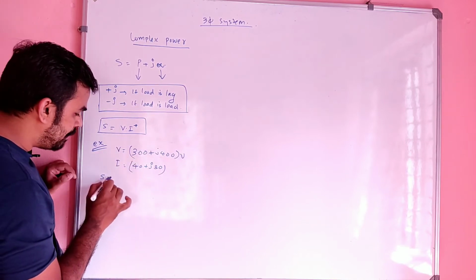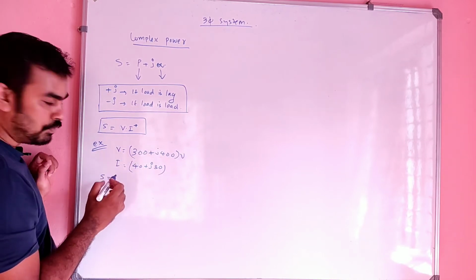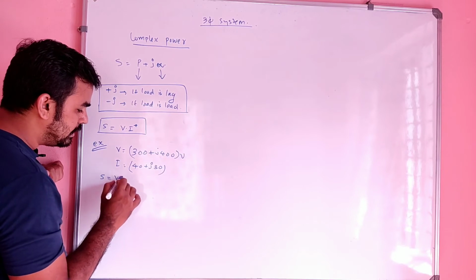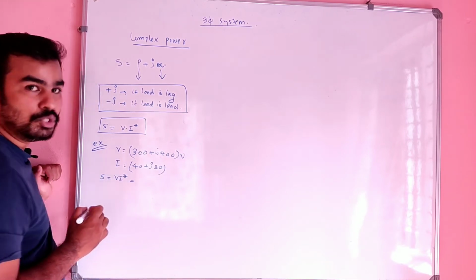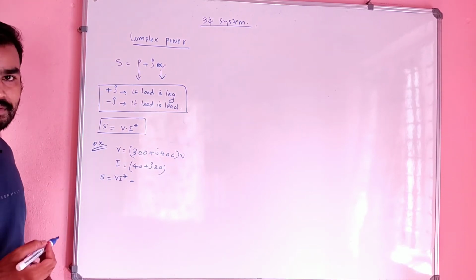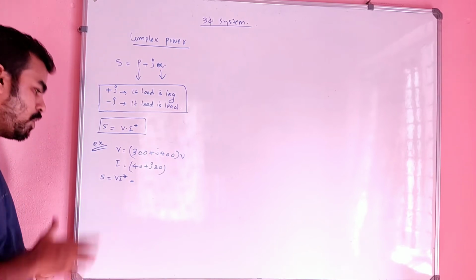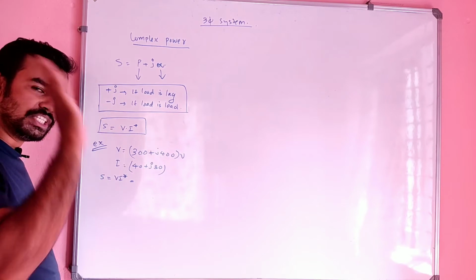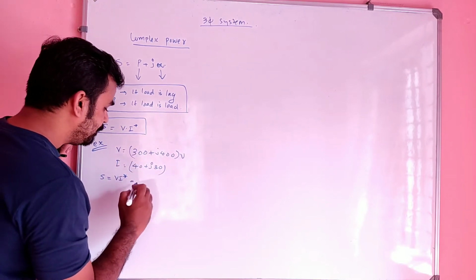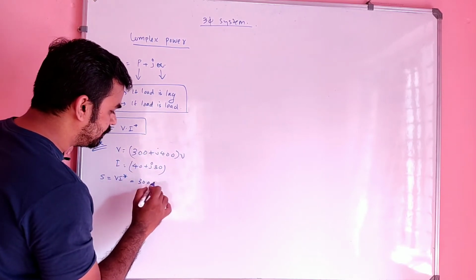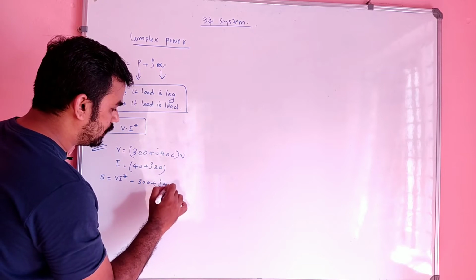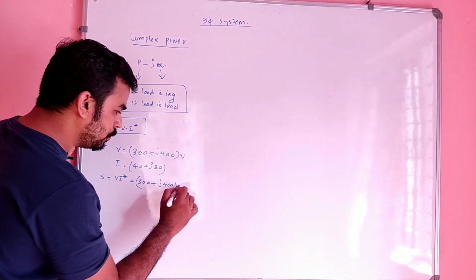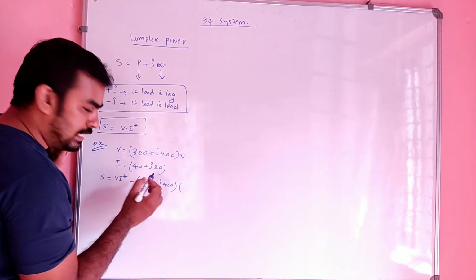You have to find apparent power from these two. Then how can we write? It is simply V into I conjugate that will be the complex apparent power. If you want to find the complex apparent power, you simply multiply V into I conjugate. And this is nothing but 300 plus J into 400 into I conjugate. This is I.